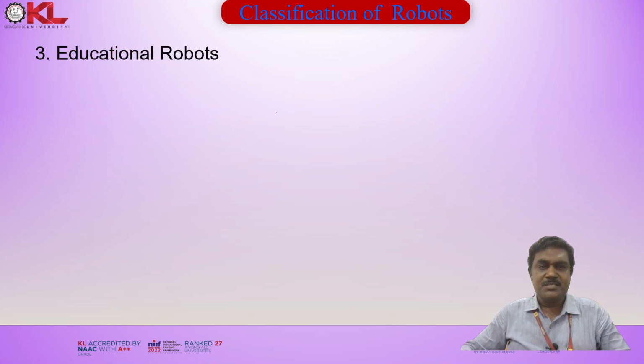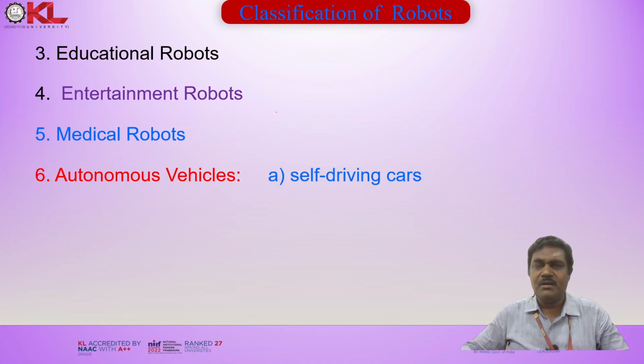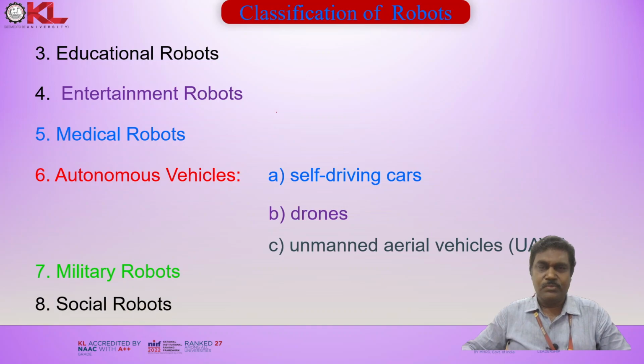Next, the third one is educational robots. The fourth one is entertainment robots. The fifth one is medical robots. And the sixth one is autonomous vehicles. These are self-driving cars, drones, and unmanned aerial vehicles. These three come under the category of autonomous vehicles, and then military robots and social robots. So broadly, all the robots are categorized into these 8 categories. Now we'll see one by one.